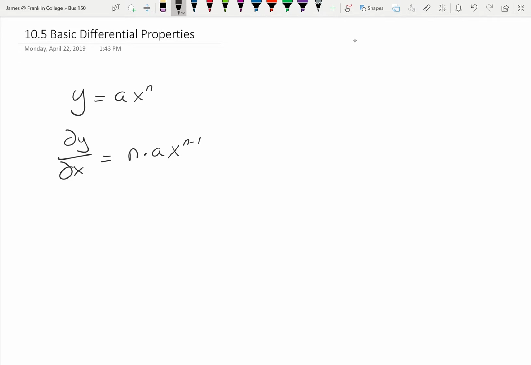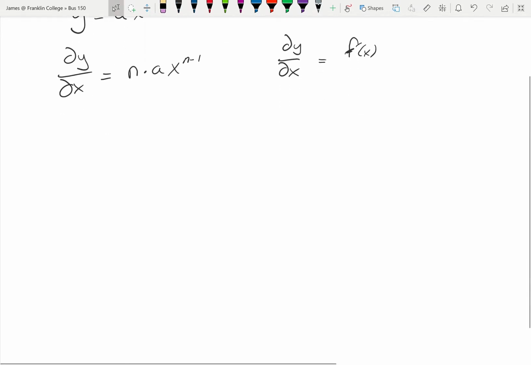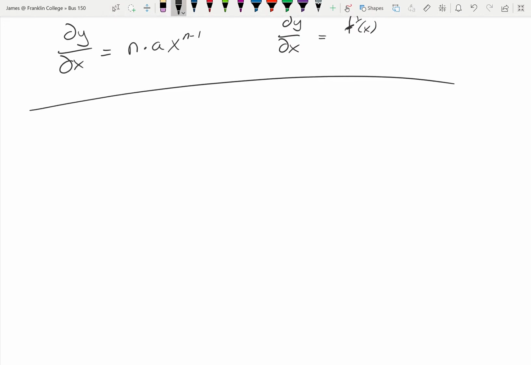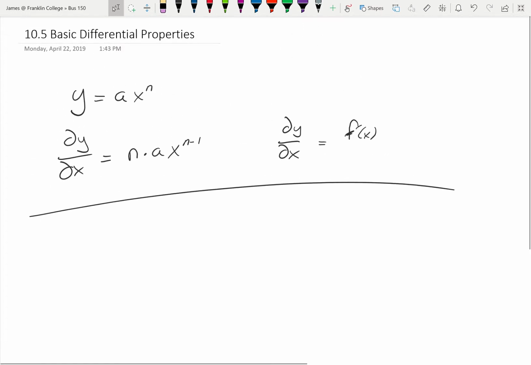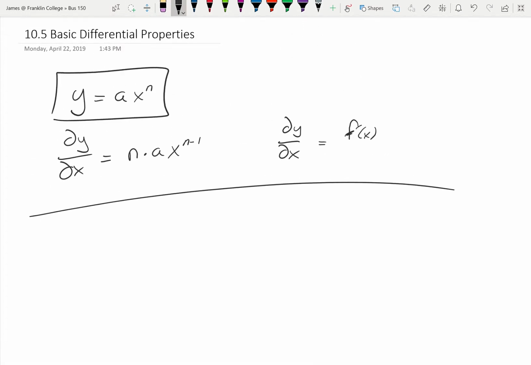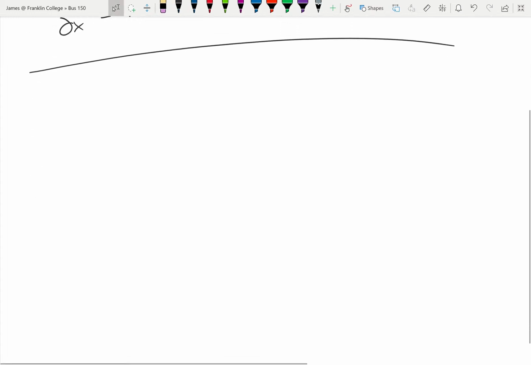Also, instead of writing partial y, partial x, we could simply write f prime of x. Just another way of denoting the same thing. So let's go through some examples. And admittedly, a large part of today's lesson is figuring out how we rewrite our original statement to something that looks like this, so that we can apply this nice differential property to it.